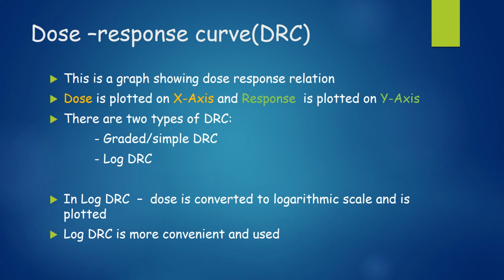When we combine this drug and response, when we tabulate or calculate the effects, it is represented as the drug response curve. When we plot the drug dose and the response on a graph, we will get an idea. So, this is known as the drug response curve or DRC. This is the graph showing the dose response relation. Here the dose is plotted on the x axis and the response is plotted on the y axis.